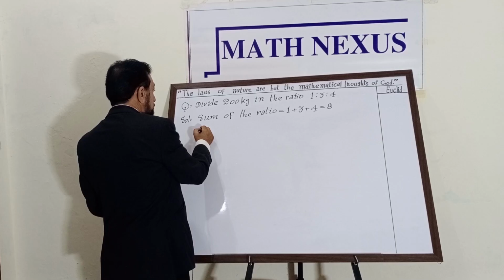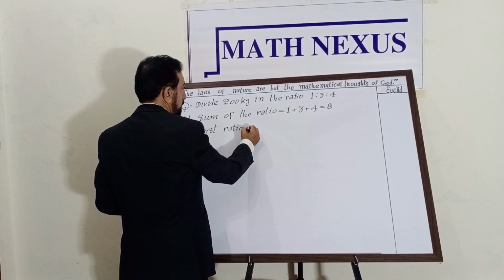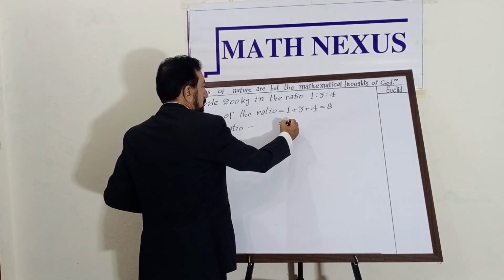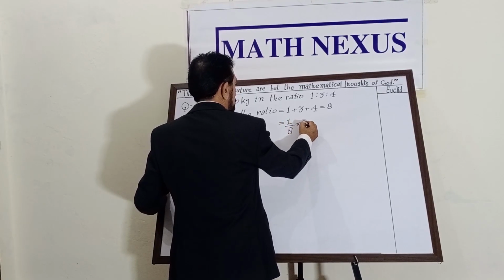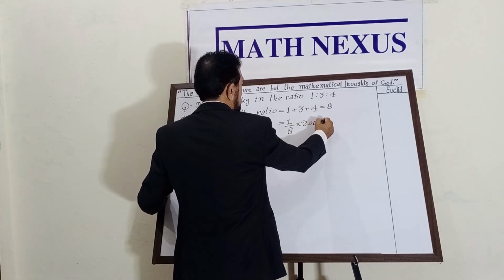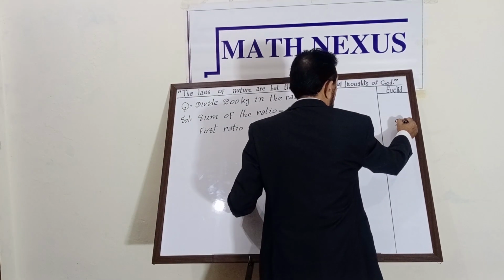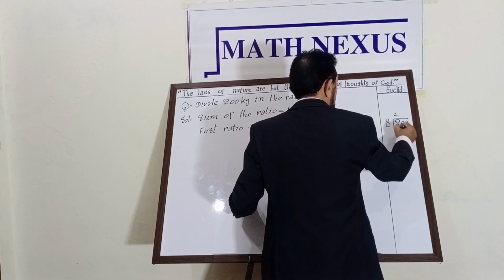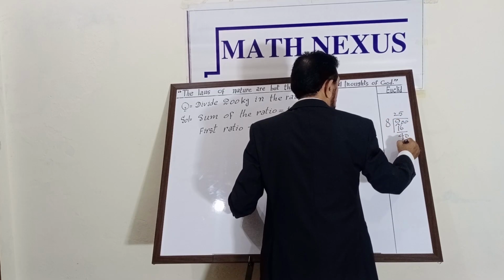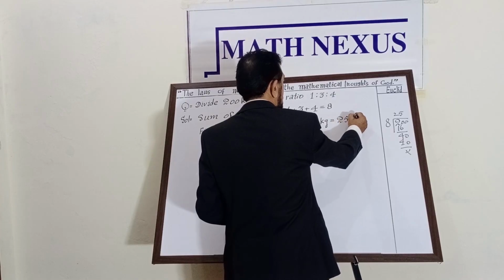Now, first ratio is equal to 1/8 into 200 kg. 200 upon 8, 2s are 16, 4, 8 5s are 40. It means that this is equal to 25 kg.